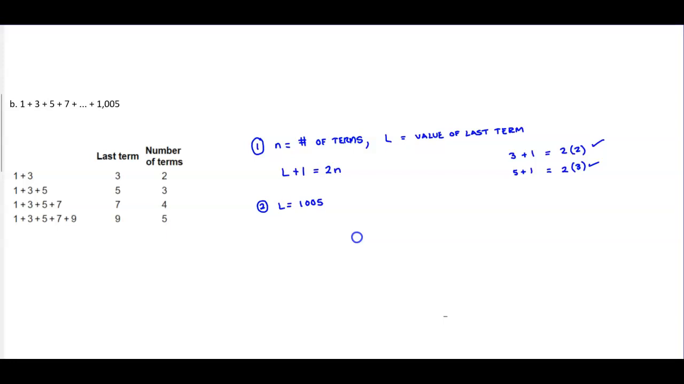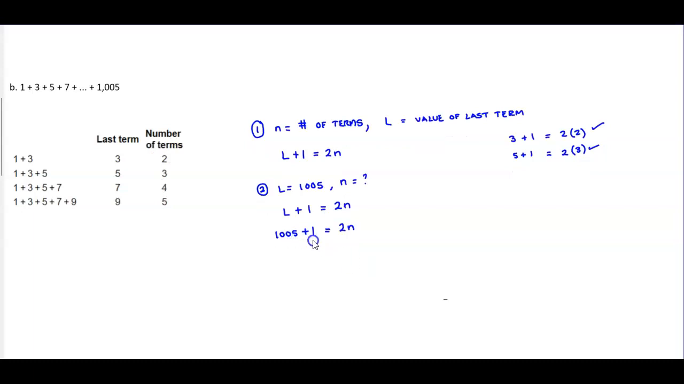Okay, and then we're going to be able to solve for n by plugging it into that. So plugging it into the formula L plus 1 equals 2n, we know that L is going to equal 1005, so 1005 plus 1 equals 2n. Okay, now let's take 1005 and add 1, which gives us 1006, and that's equal to 2n.